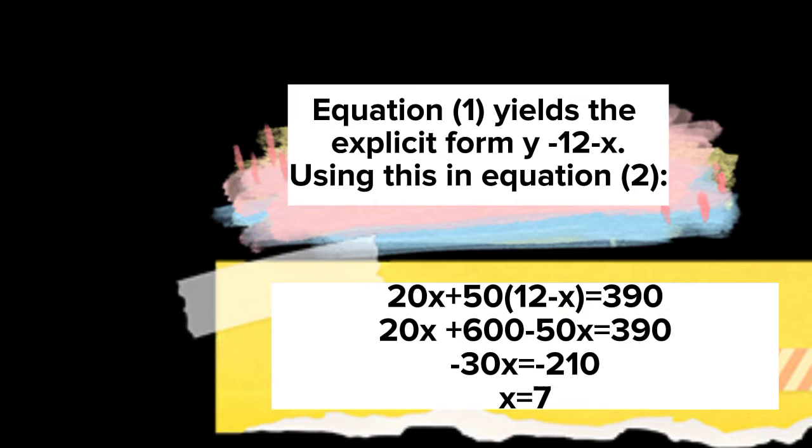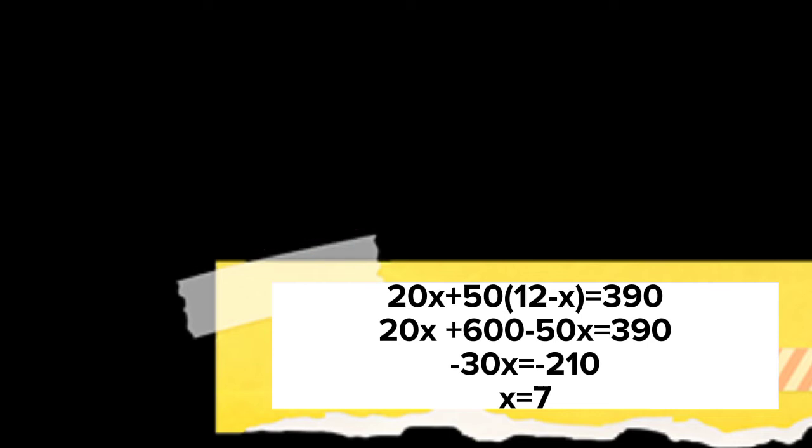Then the 600, we have 20x plus 600 minus 50x. So the 600 we will move to the other side and we will change it to negative. So as a result, we have 20x minus 50x equals 390 minus 600. So 20x minus 50x equals negative 30x. And on the other side, 390 minus 600 equals negative 210.